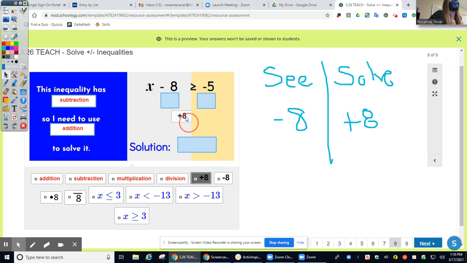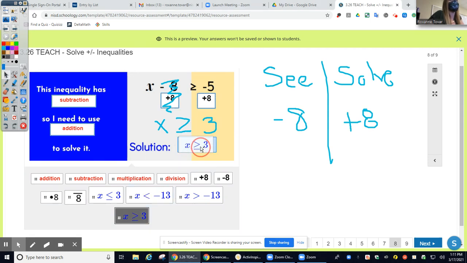So we are now going to add 8 to both sides. The side of x, we get rid of it. -5 plus 8 is a +3. So now we have x is greater than or equal to 3. So we'd find that inequality down here, put it in the solution box.